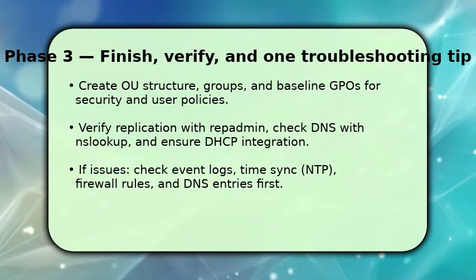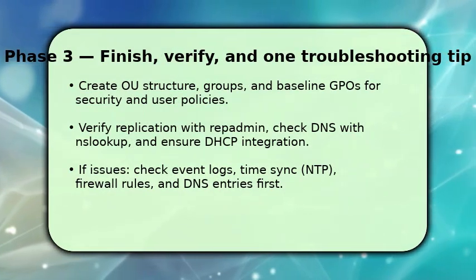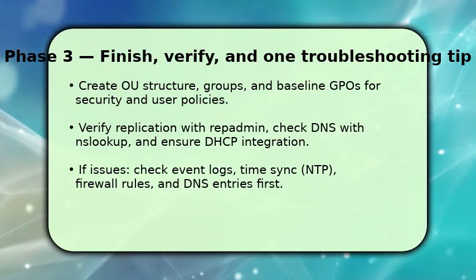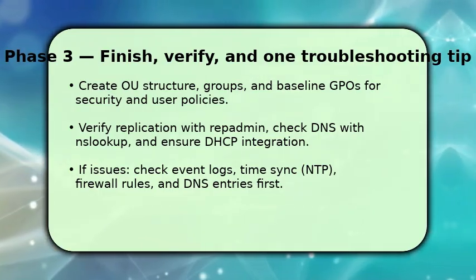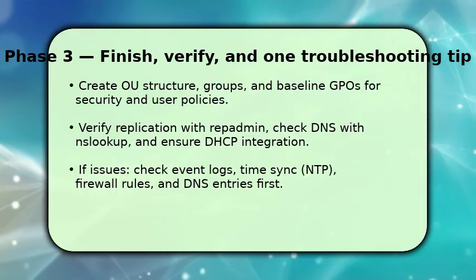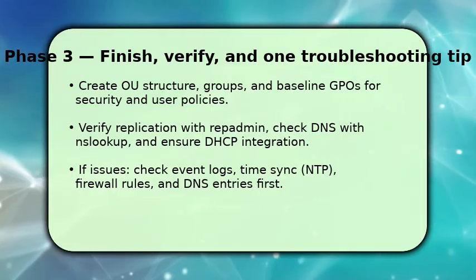Then verify replication health with repadmin and validate DNS using NSLOOKUP. Make sure DHCP assignments point to the correct DNS. Once the environment is stable, test user logon and group policy application.